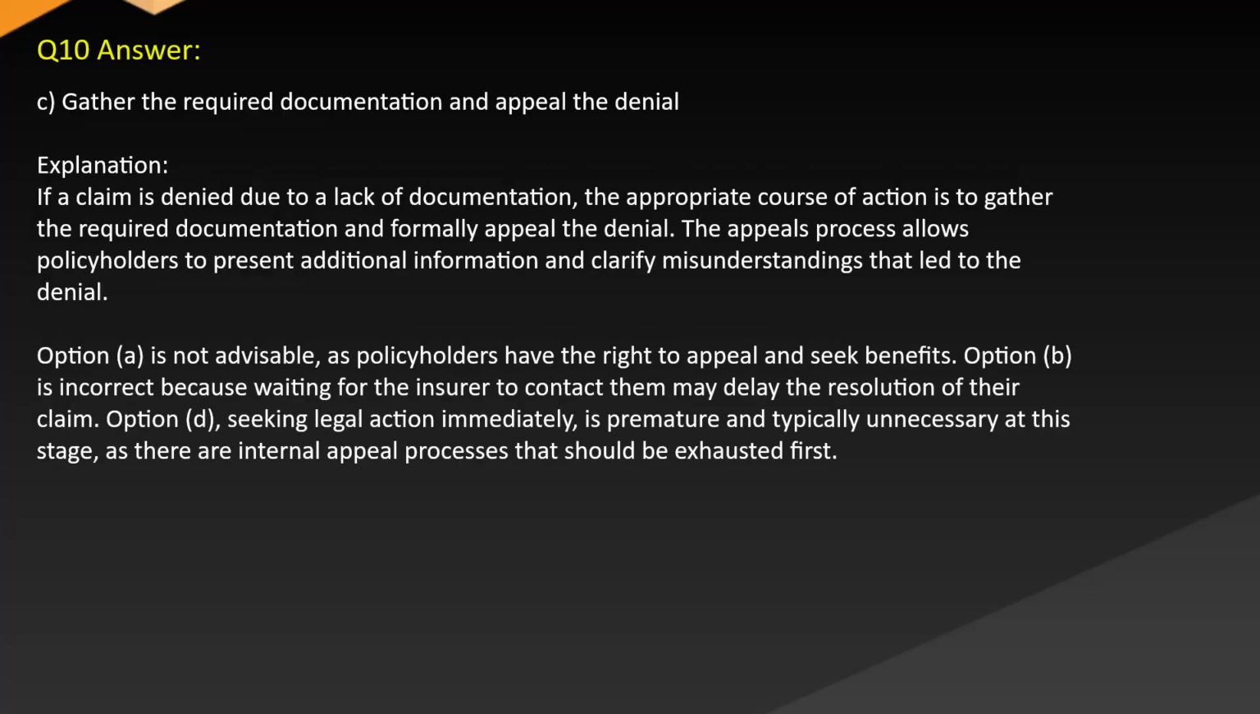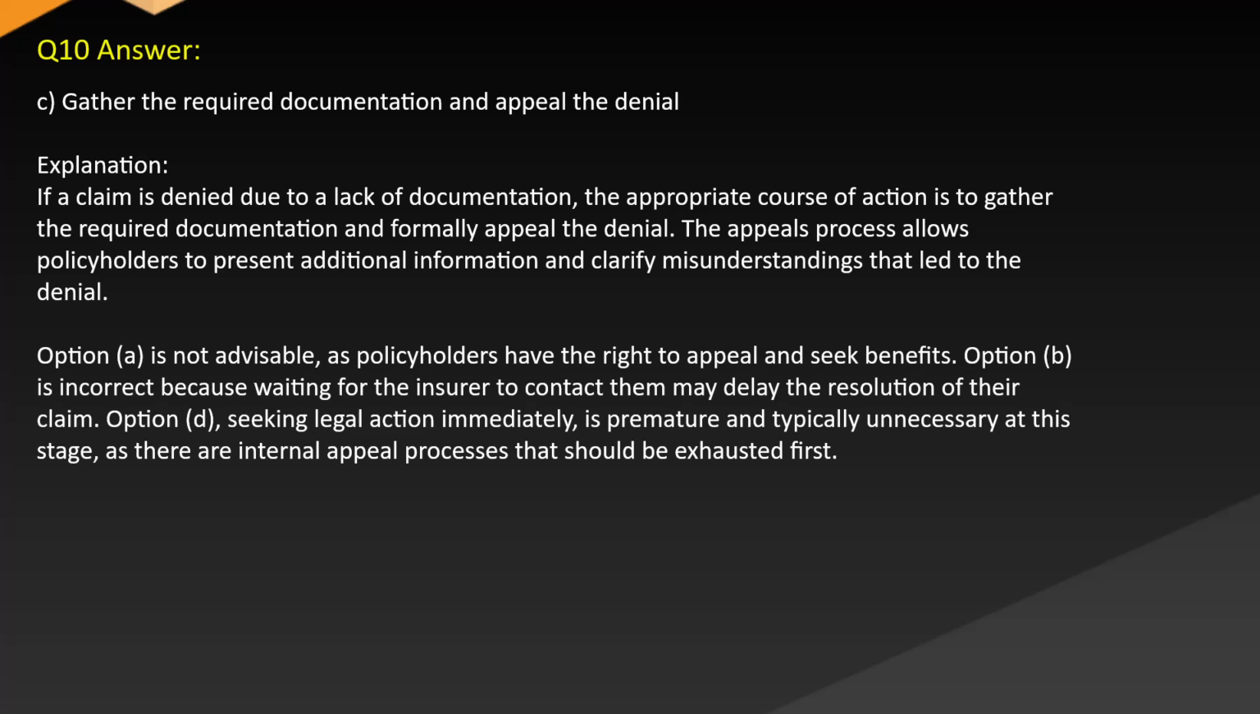Answer: C. Gather the required documentation and appeal the denial. Explanation: if a claim is denied due to lack of documentation, the appropriate course of action is to gather the required documentation and formally appeal the denial. The appeals process allows policyholders to present additional information and clarify misunderstandings that led to the denial.